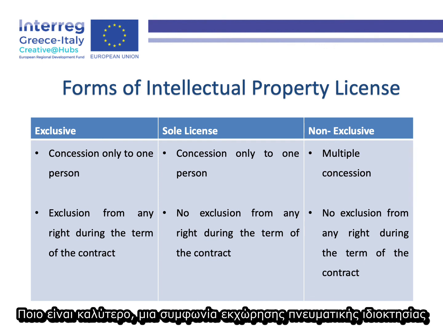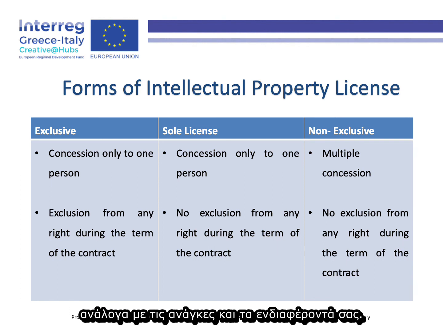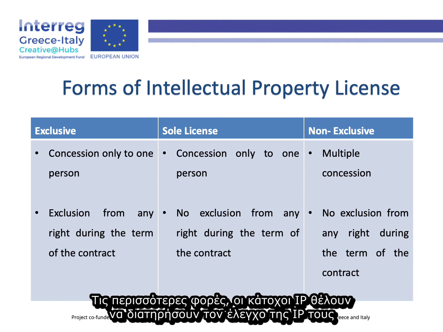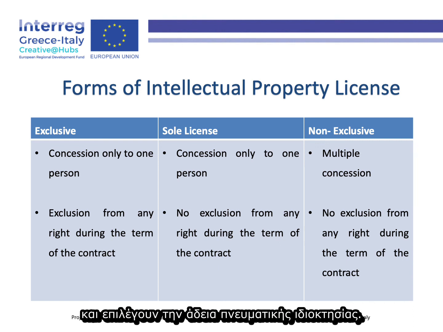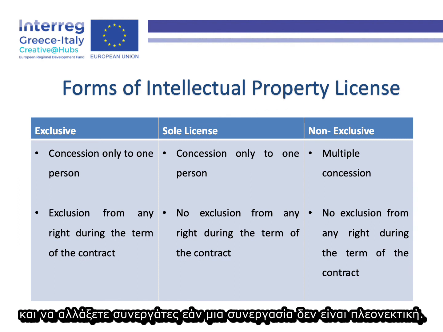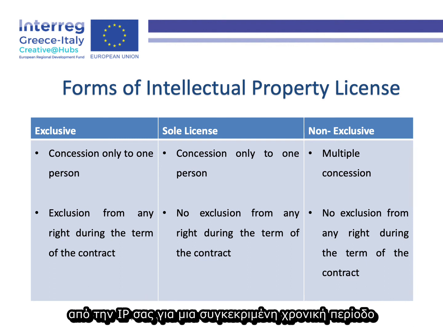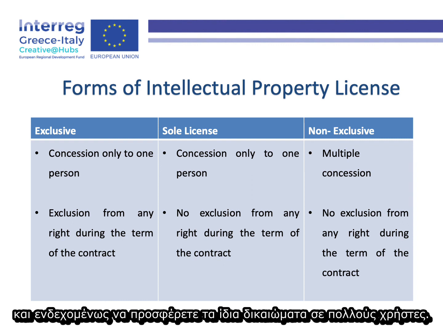Which is better, an intellectual property assignment agreement or an intellectual property license? The reality is that there are pros and cons to each choice, depending on your needs and interests. Most of the time, IP holders want to maintain control of their IP, and they choose intellectual property licensing. This is advantageous because you can determine the manner in which your IP is used and change partners if a partnership isn't advantageous. Also, intellectual property licensing allows you to produce a steady income from your IP over a particular time period and possibly confer the same rights to multiple users.